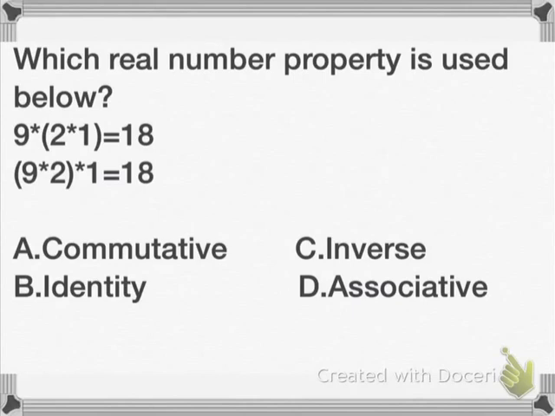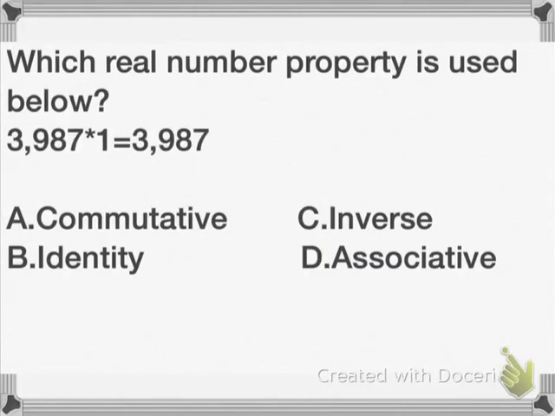Which real number property is used below? 9 times 2 times 1 equals 18. 9 times 2 times 1 equals 18. A. Commutative. B. Identity. C. Inverse. D. Associative. Again, similar to example 2, the products in both operations are the same. The factors being multiplied are the same too, but the grouping of the digits has been changed. Therefore, the property represented is the associative property of multiplication.